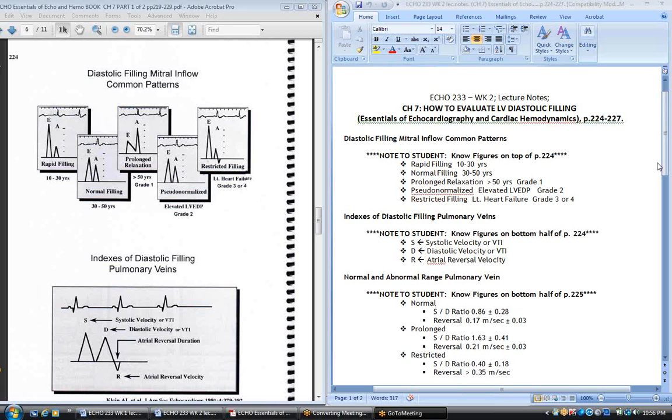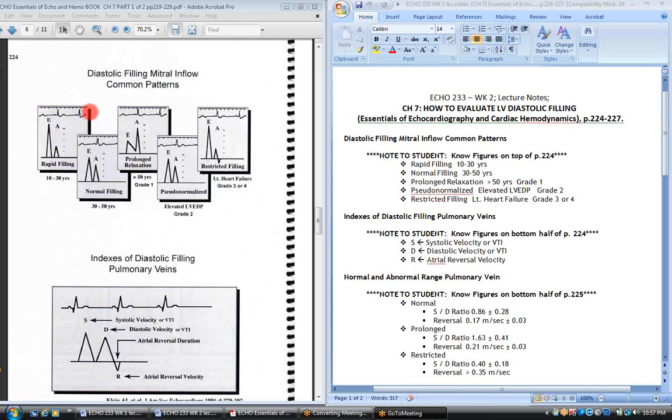The figures on the top of page 224 that you need to be made aware of and comfortable with, because you'll see these on recurring patients throughout your career, would be rapid filling. It's a very large E, small A. It looks kind of similar to the restricted filling. However, there are other things that go along with this, such as your deceleration times, your tissue Doppler, things that we'll look at. The main thing to be aware of if you have a 10 to 30-year-old is that this is a rapid filling pattern, and it is common, but it is still considered to be normal.